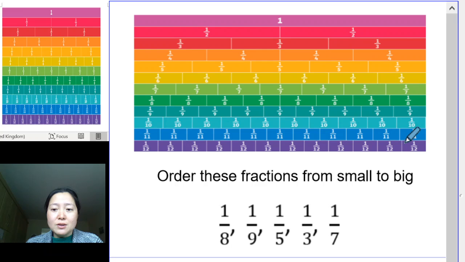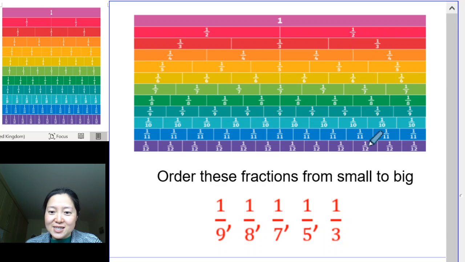Actually, it's also possible to do. If you have a fraction wall, you can use it to understand which one's bigger. So, and you might not even need the fraction wall, but it's there to help you. Go on, pause the video, have a go at ordering these fractions. When you finish, press play again to see the answers.